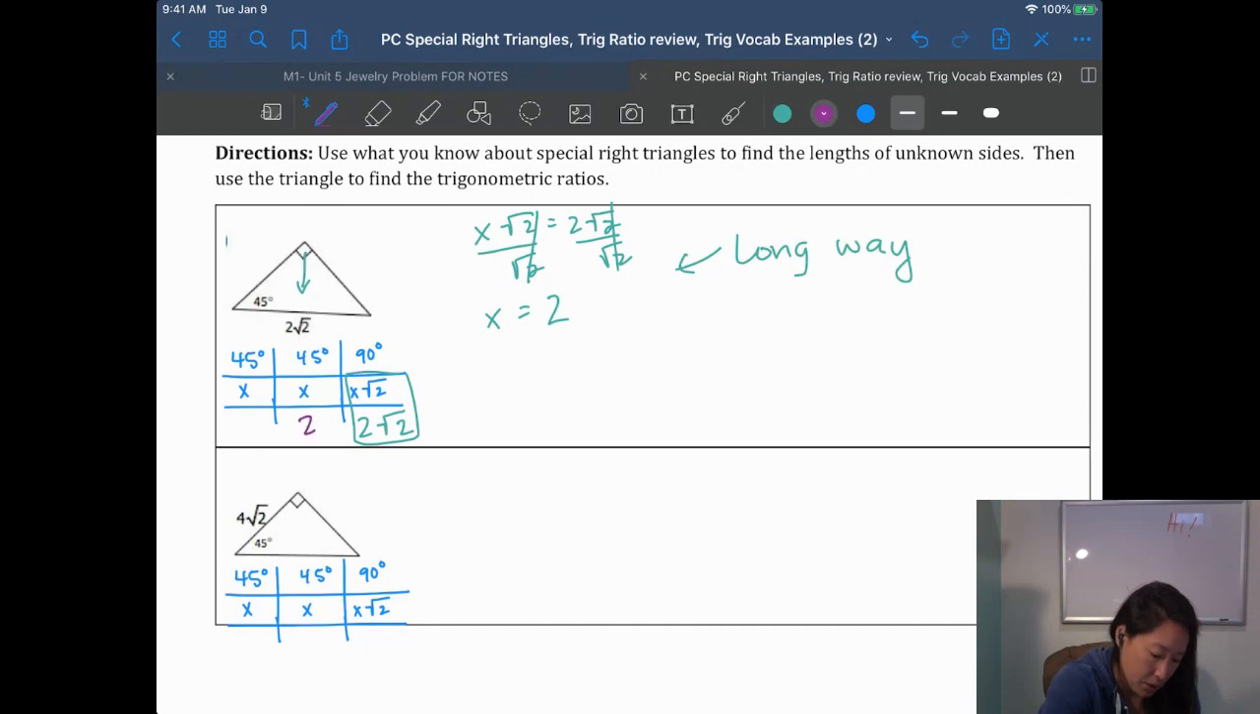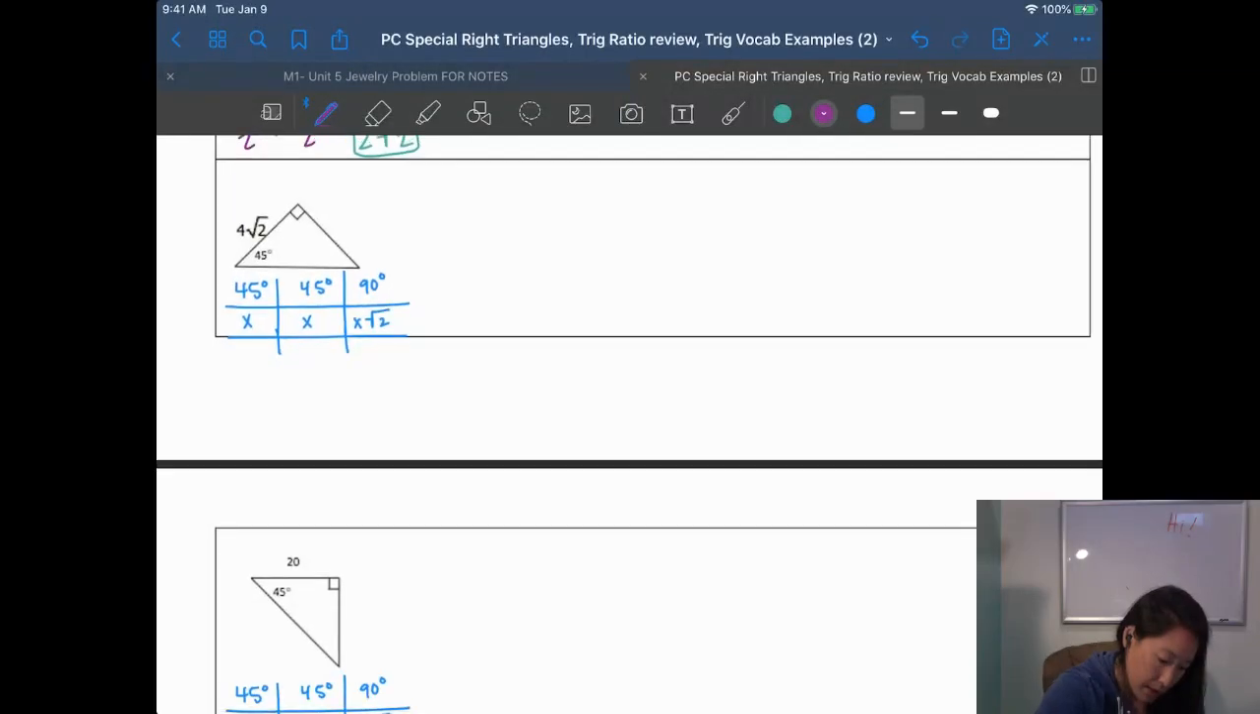Cool? Next one. All right, so I set up my table again, and this time I see that across from 45 is 4 root 2, and since it's going to be symmetrical there, I'm going to go ahead and put 4 root 2. And then I need to figure out what the side length is across from 90. So I think I need to figure out what x is. x is equal to 4 times the square root of 2, right? So that's the side length.